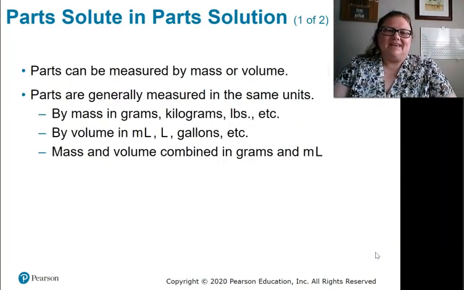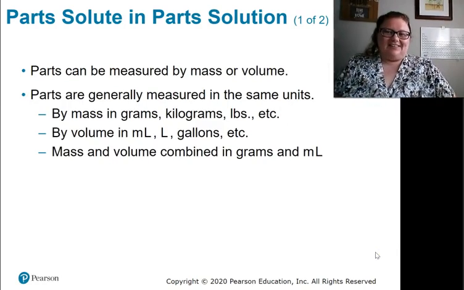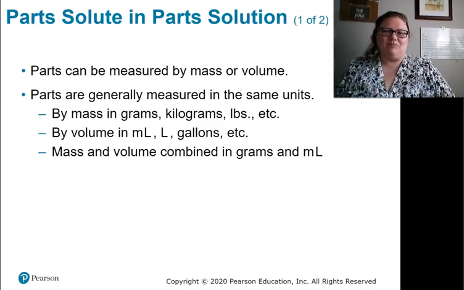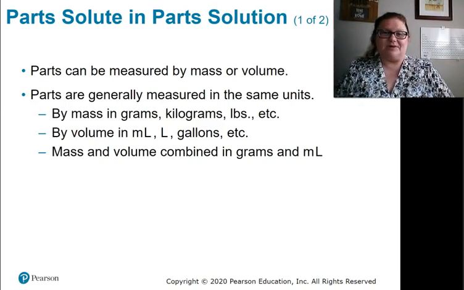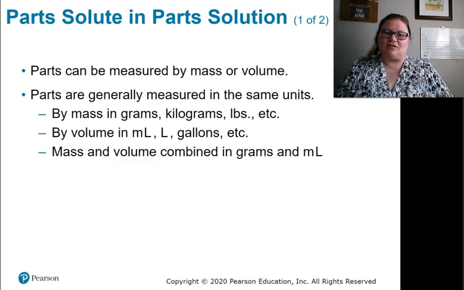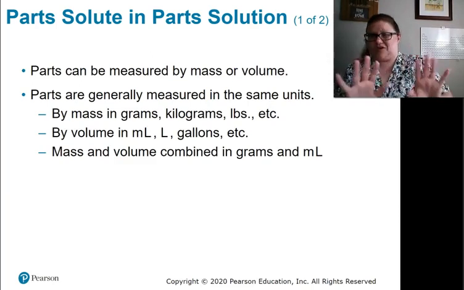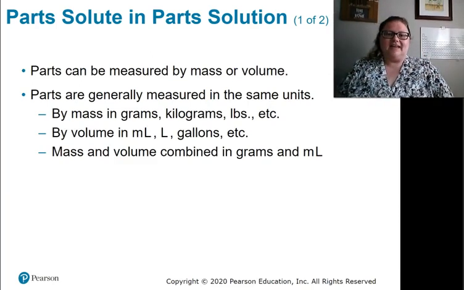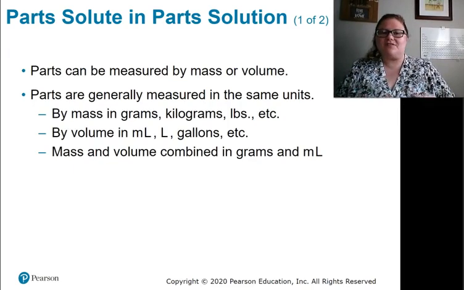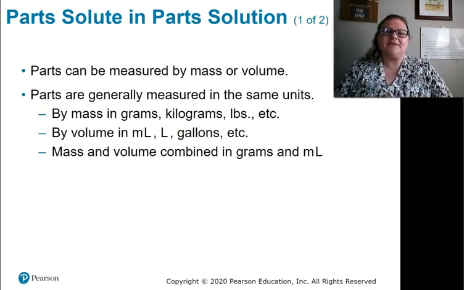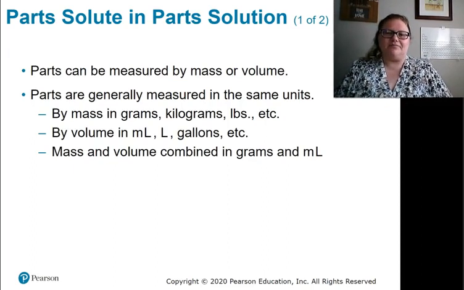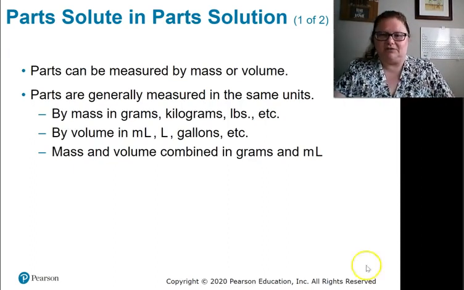All right. Oh boy, so now we're going to get a little nitty gritty here. So we have parts can be measured by mass or volume. We just talked about that. Parts are generally measured in the same units. So we could have parts by mass, which would be grams, kilograms, pounds, but we're going to stay away from the imperial system. And then we have milliliters and liters for volume, gallons again, we're not going to be doing that stuff here. And mass and volume combined in grams and milliliters together.